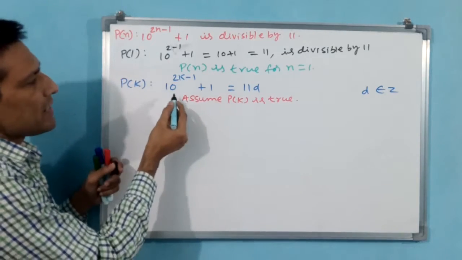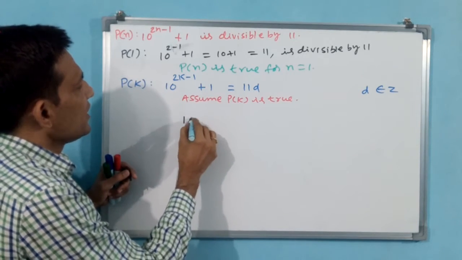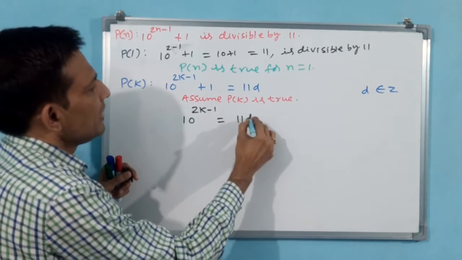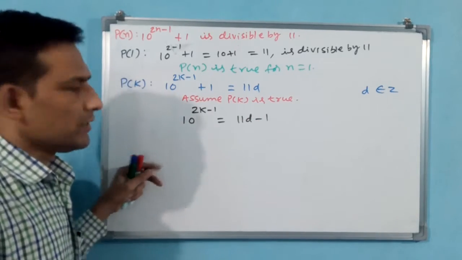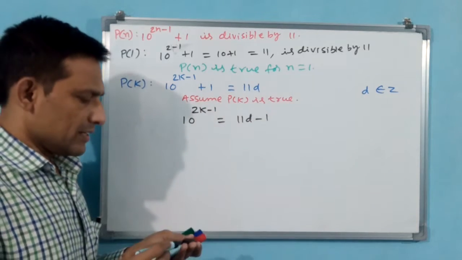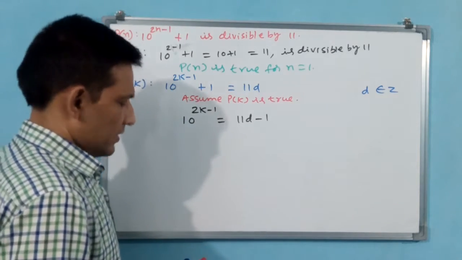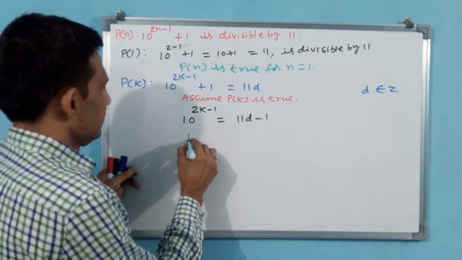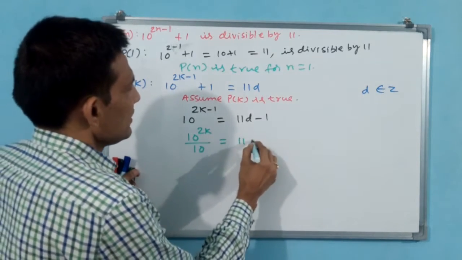Now you see what I am going to make. See, I am converting this. You see how I am converting. 10 to the power of 2k minus 1 is equal to 11d minus 1. Is it okay? See, 10 to the power of 2k minus 1. This one I have sent this side. And now I want to box it. 10 to the power of 2k by 10 is equal to 11d minus 1.